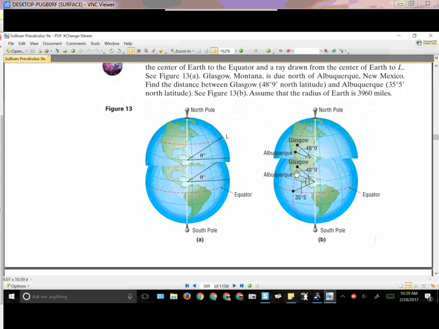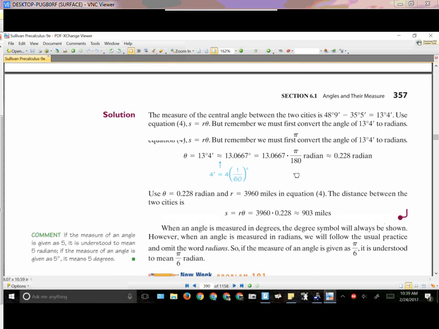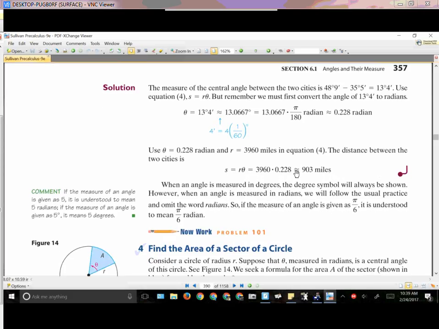So, measure the central angle, radius. And let's see, do they identify where the radius is here? Radius, approximately 3,960 miles. Okay, radius of the Earth, miles. Multiply.